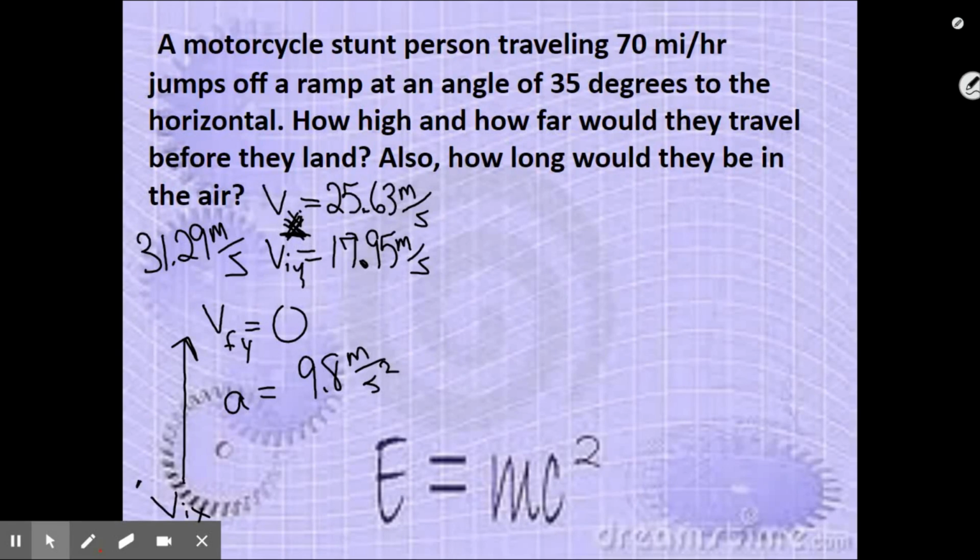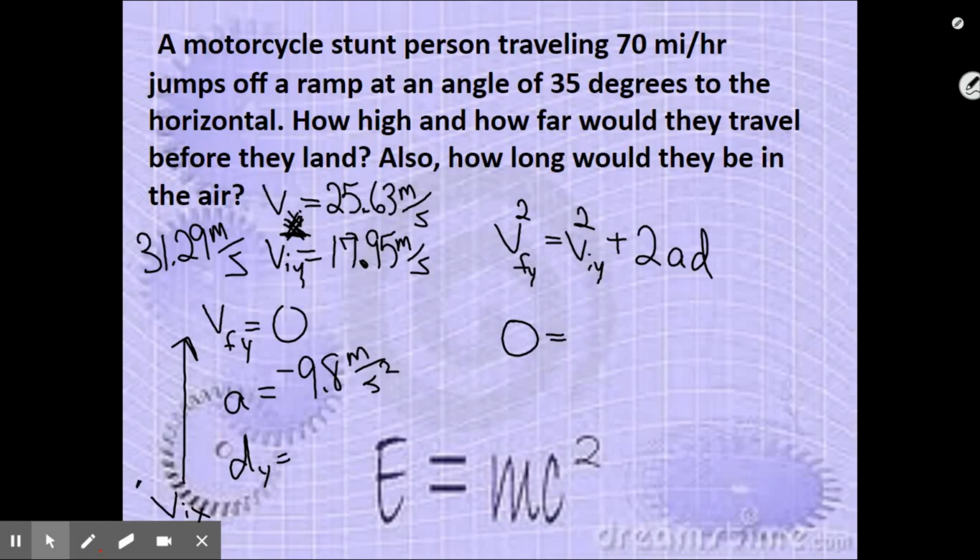But we're going up, so things are going to slow down. And we're looking for how high does it go? So we're looking for distance in the y direction. So if we're looking at our equations, we're going to be using Vf squared equals Vi squared plus 2AD, because we don't have a time right now. And so I put Vfy and Viy in there because we're just looking in the y direction. So this is 0. This we said was that 17.95 plus 2, negative 9.8, and we're solving for D.